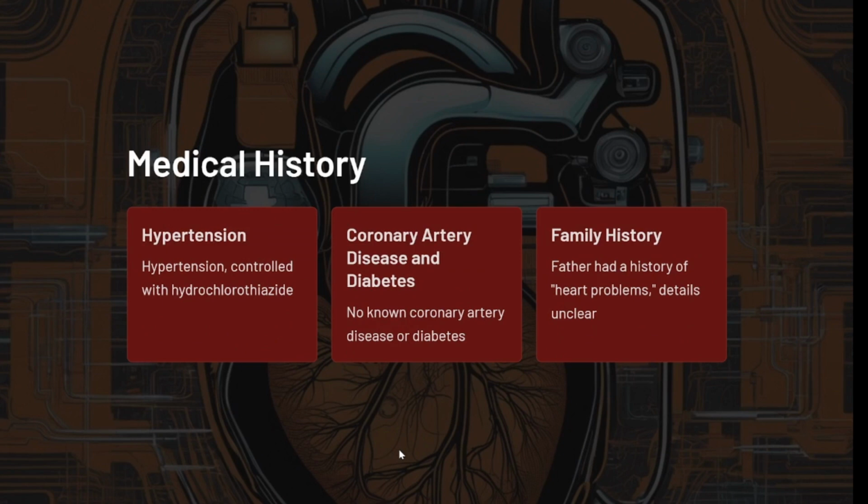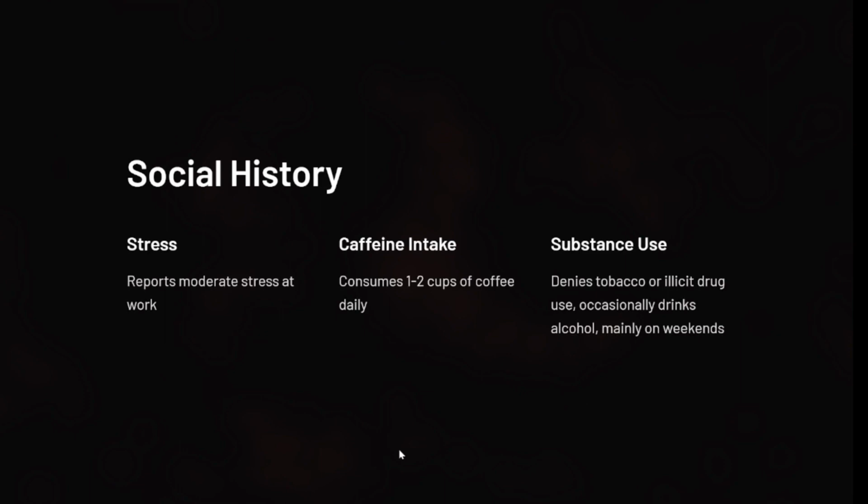Medical history: hypertension, controlled with hydrochlorothiazide, no known coronary artery disease or diabetes. Father had a history of heart problems, details unclear. Social history: reports moderate stress at work, consumes 1 to 2 cups of coffee daily, denies tobacco or illicit drug use, occasionally drinks alcohol, mainly on weekends.